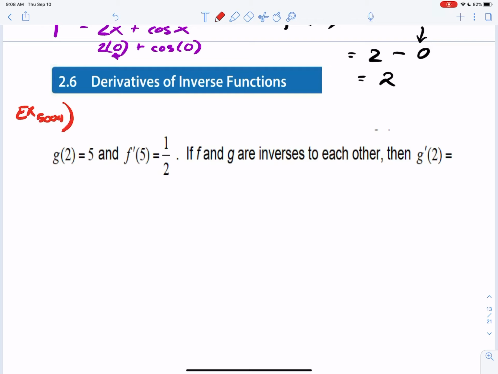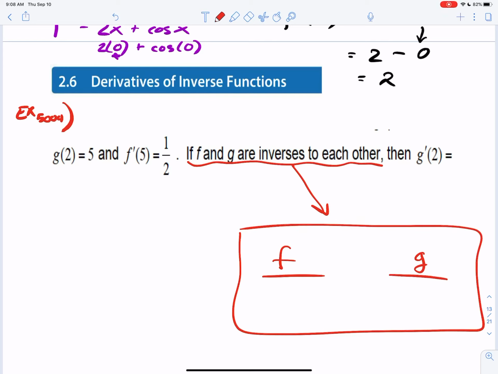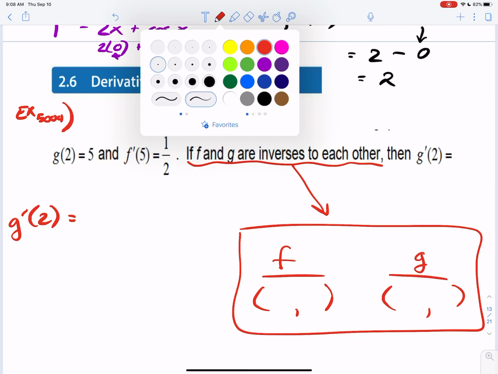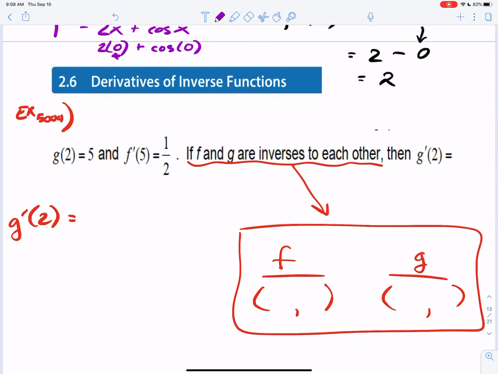Okay, write it down, press play when you're ready. Here they tell us that g of 2 is 5, f prime of 5 is 1/2. If f and g are inverses to each other, right there, right away, f, g. Okay, and we're trying to find g prime of 2. So what did they give us? What can I fill out in this table here? Well, g prime of 2 represents the x-coordinate for g, which then tells me that the y-coordinate of f is also 2. And I'm doing this whole table to figure out what this value is, okay?